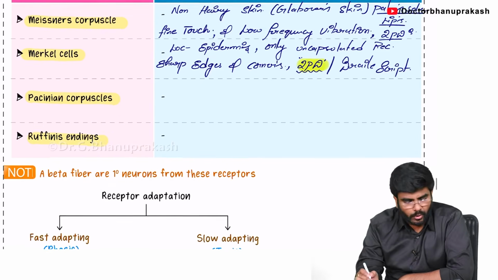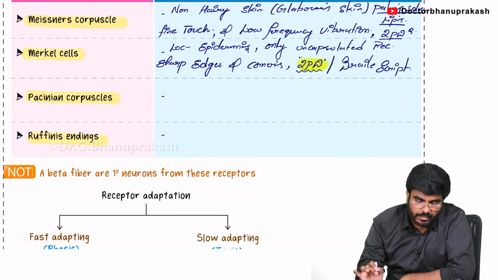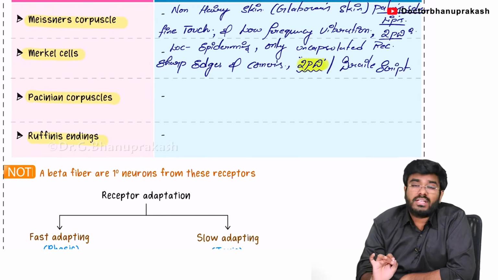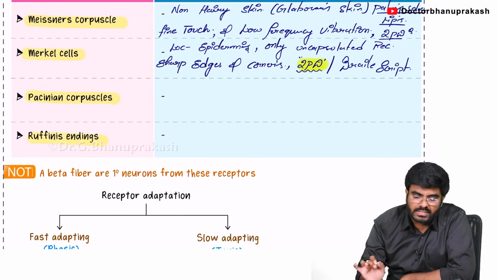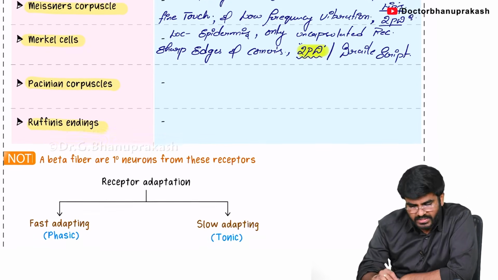So these are the important points about the Merkel's. Their location is the epidermis, it is the only receptor present in the epidermis and it's the only uncapsulated receptor. All others are capsulated. They detect sharp edges and corners, and these are the best receptors for 2-point discrimination and help in reading Braille script. Next, what about the Pacinian corpuscles?